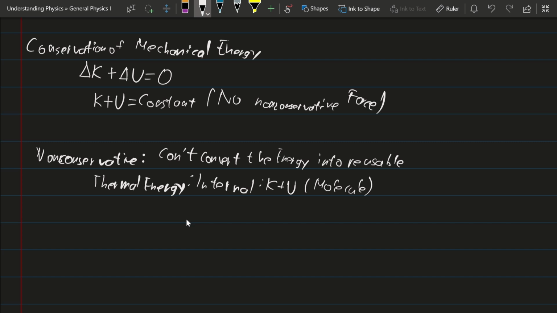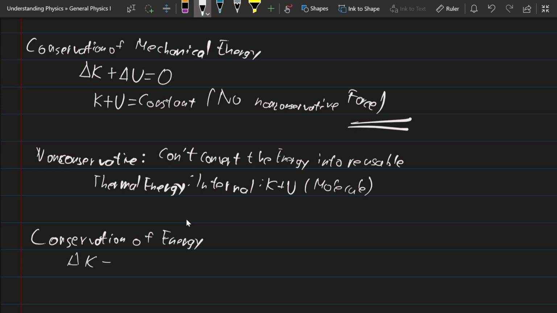So we have talked about the conservation of mechanical energy. We will try to discuss the conservation of energy, which is basically almost the same thing.